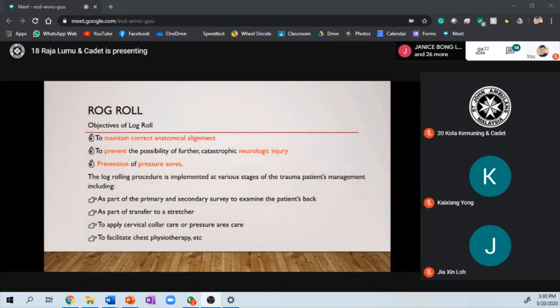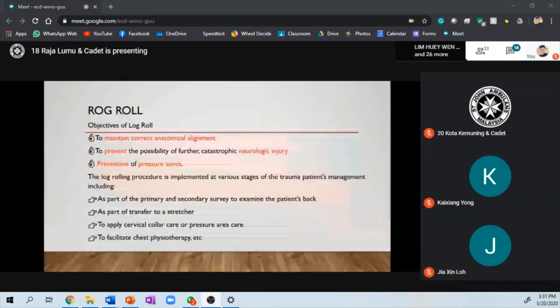So the second one is to prevent the possibility of further catastrophic neurologic injury, which means a severe injury to the spine, spinal cord or brain, and may also include skull or spinal fracture.